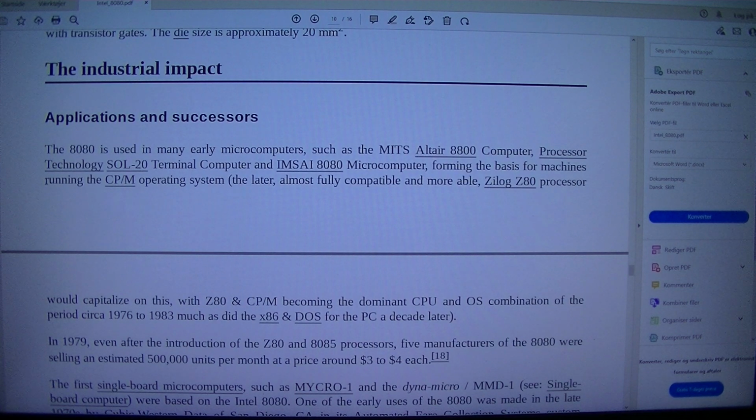Yes, it keeps mentioning this Altair 8800 computer. I think I have to check if I have it. This is the Intel 8080. No, the Altair 8800, I have to search Wikipedia. I'm not sure I have it. Yes, I got the Altair 8800. We have to read that later.